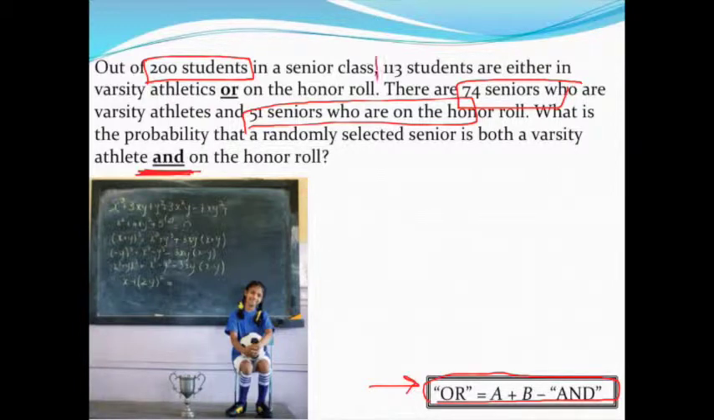Oops, I missed one number. There's 113 students on one or the other. There's on either one. So let's set this up as our OR. There's 113 students out of 200 that are on one or the other.